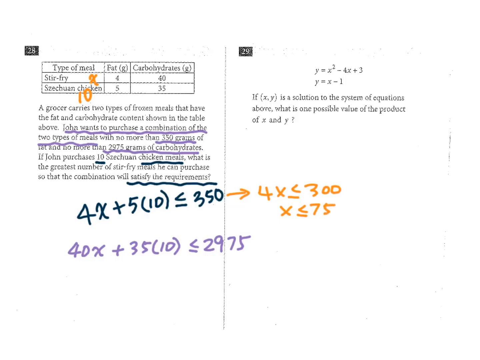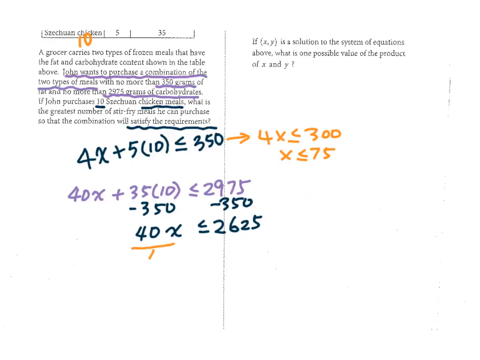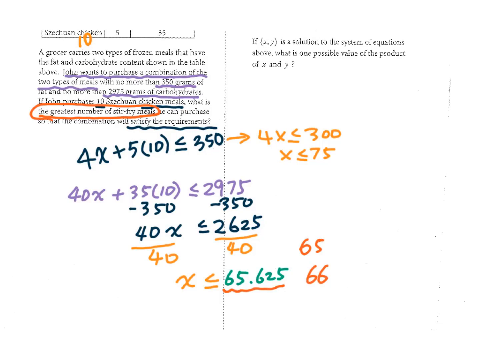For the second inequality, you subtract 350 from both sides. You will get 40x less than or equal to 2625. Then you divide by 40 on both sides. You will get x less than or equal to 65.625. We are looking for the greatest number of fry meals. Since the number of meals must be integers, is it 65 or 66? If we use 66, then it will be greater than 2975. Therefore, 65 will be the correct answer.